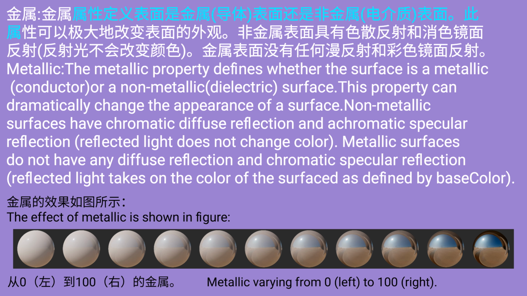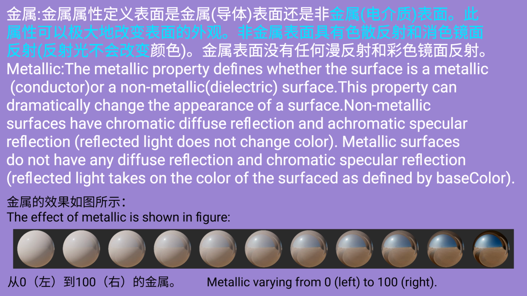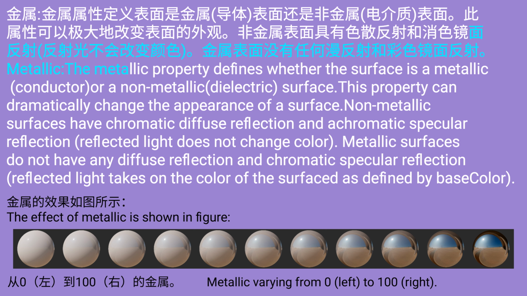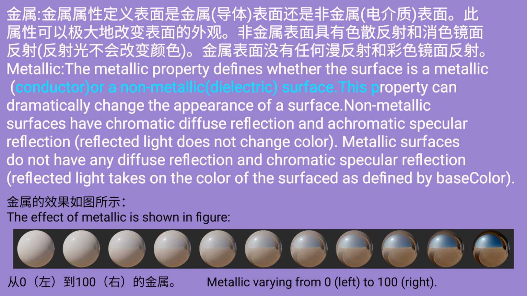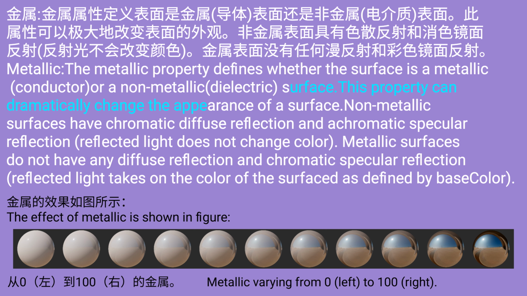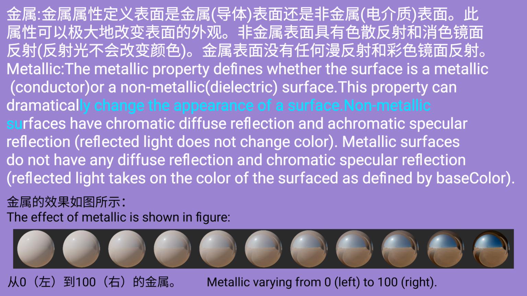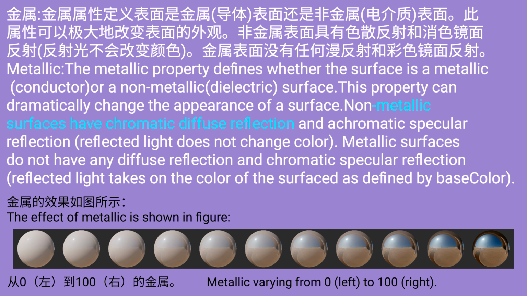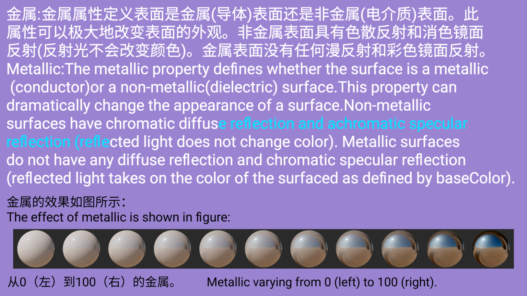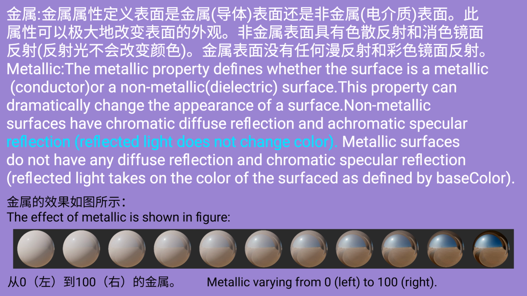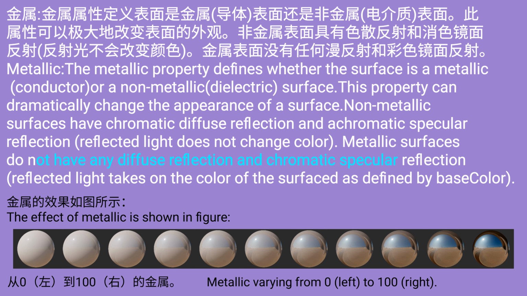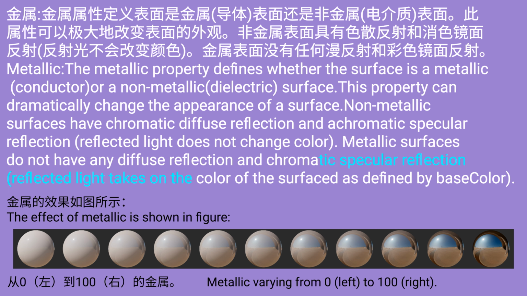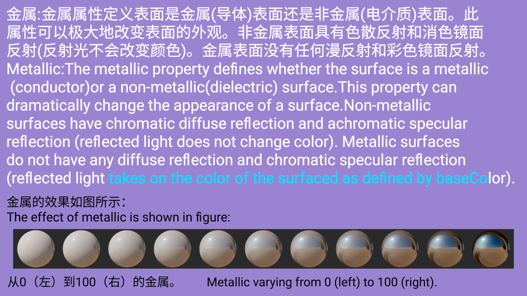Metallic. The metallic property defines whether the surface is a metallic, conductor, or non-metallic, dielectric surface. This property can dramatically change the appearance of a surface. Non-metallic surfaces have chromatic diffuse reflection and achromatic specular reflection. Reflected light does not change color. Metallic surfaces do not have any diffuse reflection, and have chromatic specular reflection. Reflected light takes on the color of the surface, as defined by base color. The effect of metallic is shown in figure.